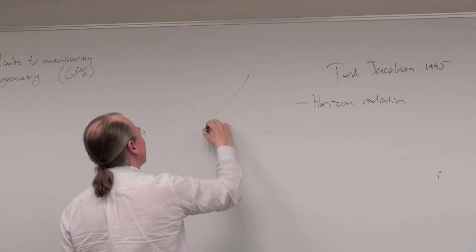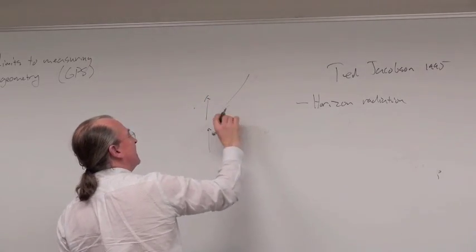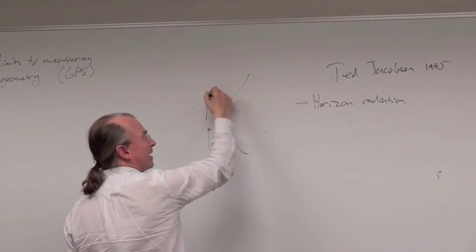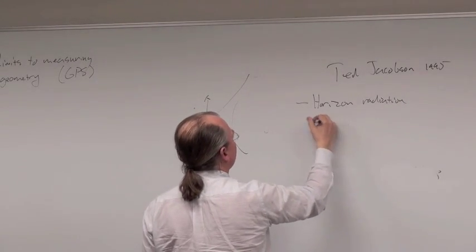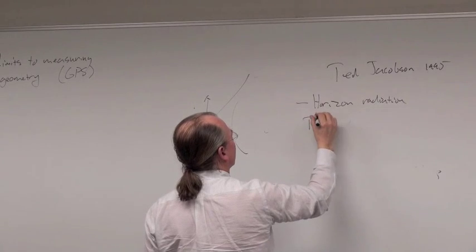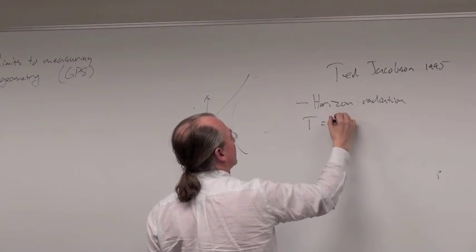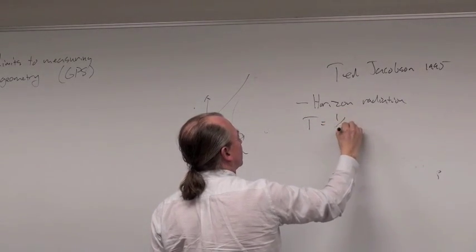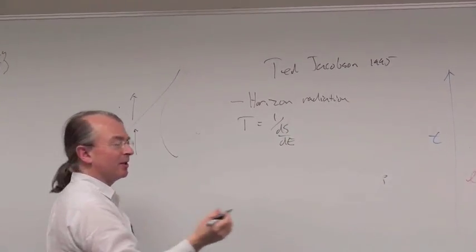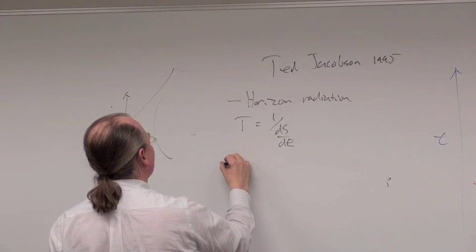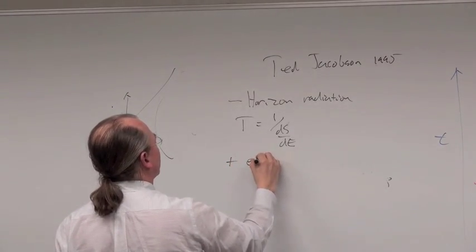But it's a horizon in the sense that if something goes through here, then somebody who lives outside this horizon will never see anything more of it. Horizon radiation has a temperature T, which is 1 over dS dE. So these horizons have temperatures, the temperature of Hawking radiation if it's a black hole, plus an entropy area law.